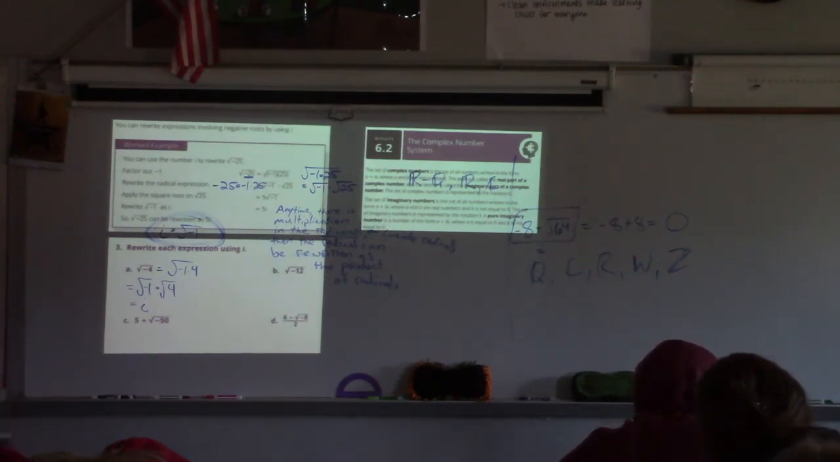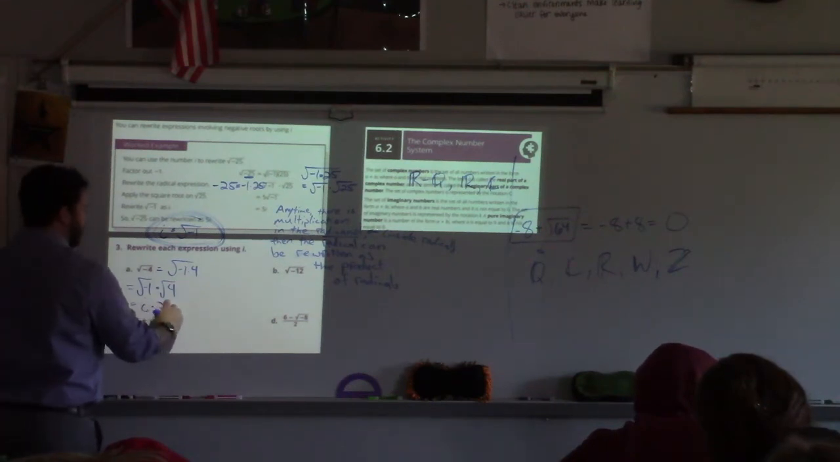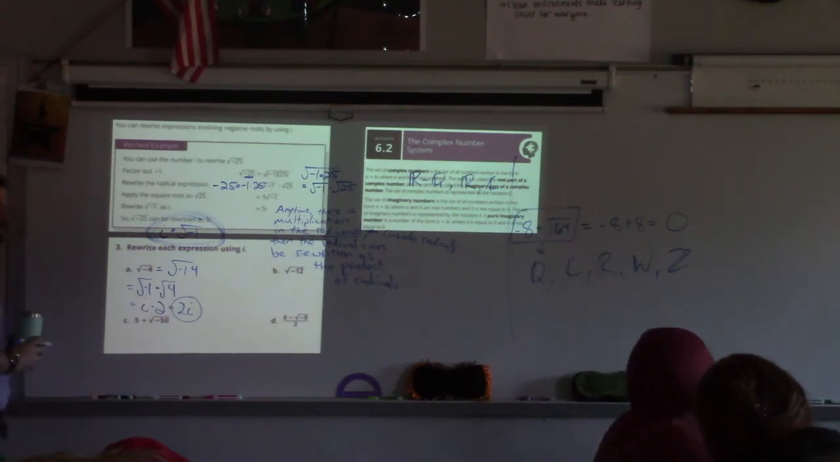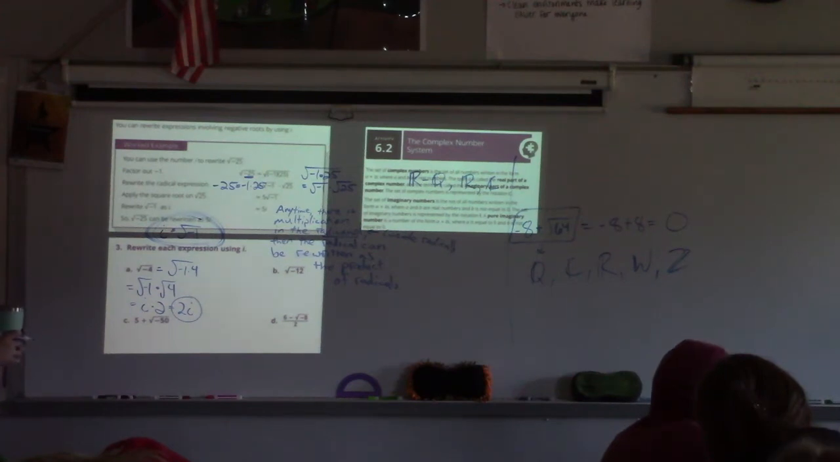KJ, what's the square root of 4? What is it? 2. So traditionally we write our real part first, so we would write it as 2i. Or the real factor. Okay? We're going to do B and C together. I'm going to have you do D on your own.